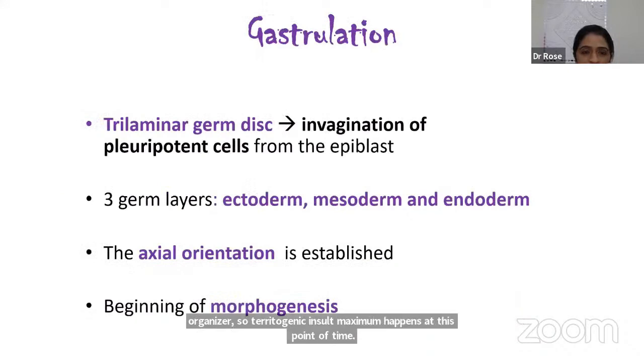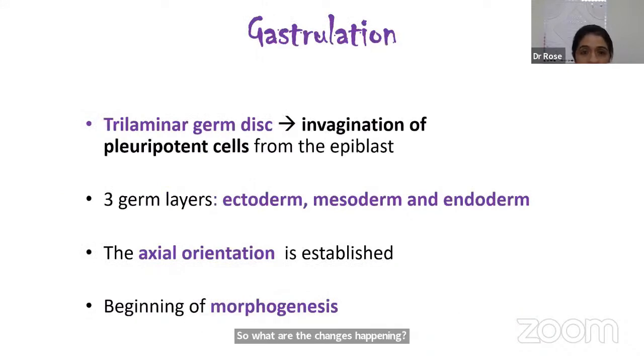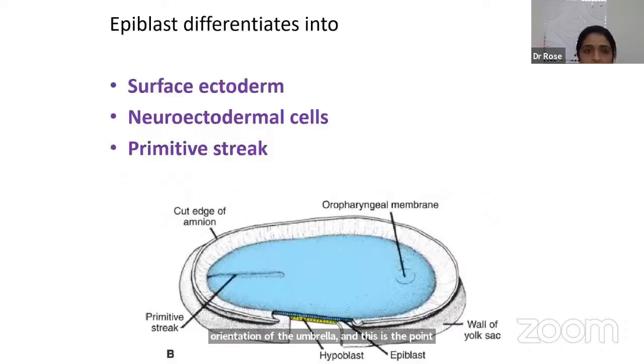So what are the changes happening? Trilaminar germ disc is formed by the invagination of cells from the epiblast. Epiblast is provided with many cells which are pluripotent. Pluripotent means which can give rise to all the three germ layers. And these cells will move inside and lie between the primitive ectoderm and endoderm. And finally, you have the three germ layers. It is the point when the axial orientation of the embryo is established. And this is the point where morphogenesis, the differentiation, begins.